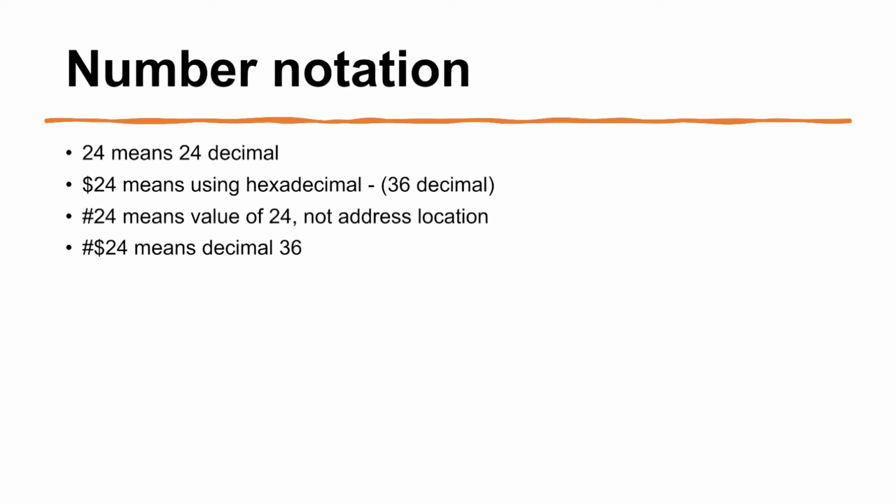If we put the $ sign before the value, we are referring to the hexadecimal value of the number. So this is actually 36 decimal. If we put the hash before the value, this means the exact value of 24. In this particular case, hash 24 means a decimal number 24. And if we do both things, the hash and the $ value, this means decimal 36 or 24 hexadecimal.